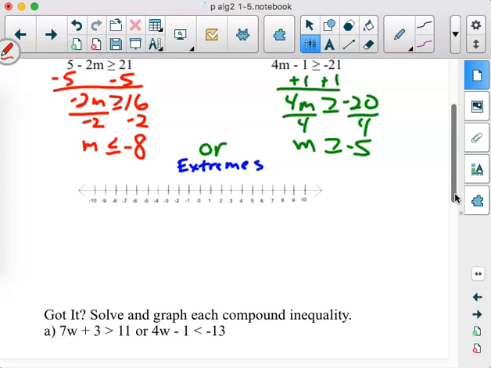M is less than or equal to negative 8. Open or closed dot? Closed dot. Shading left or shading right? Left. Outward to the extremes, the really low numbers. The green one over there, where are we putting our dot? Negative 5. We're going to do open or closed? Closed at negative 5. Which way are we shading? To the right, because again, this is not an AND sandwich. This is an OR, to the extremes.